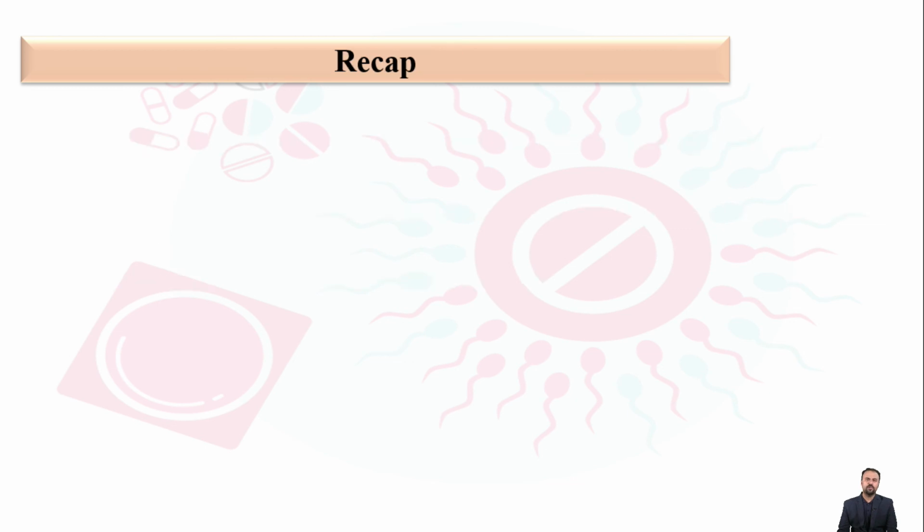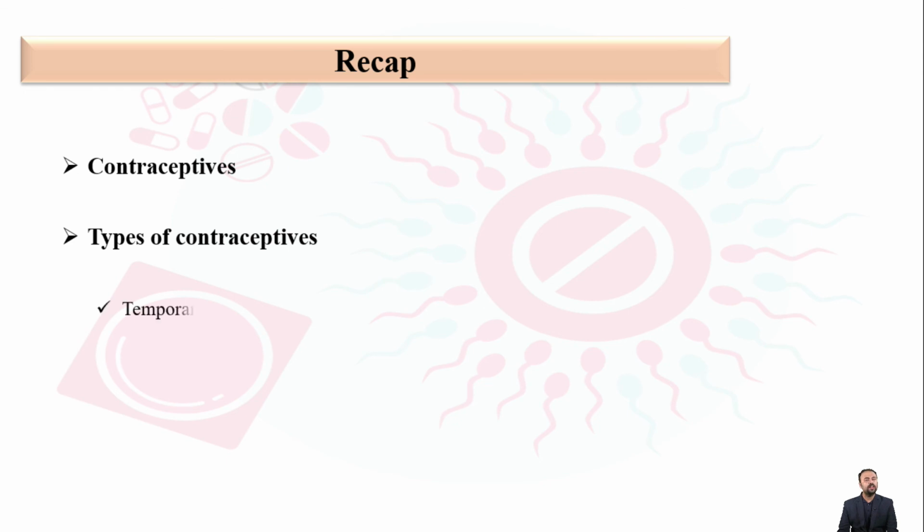Now, students, moving on, that is all we have for this particular topic. Let us now quickly go through what we studied today. We started by learning about the various contraceptive methods, under which we studied the different types, which included the temporary methods and the permanent methods.